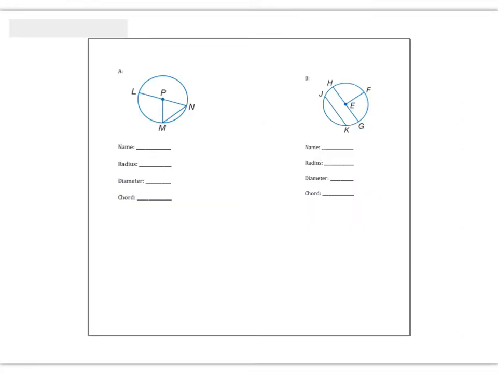Okay, so go ahead and pause the video here and see if you can fill in parts A and B of this example. As you can see, I did part A here, and just to check your work, this would be called circle P. You could have also written out the word circle and then used the letter P. There are 3 radii that you could have listed.